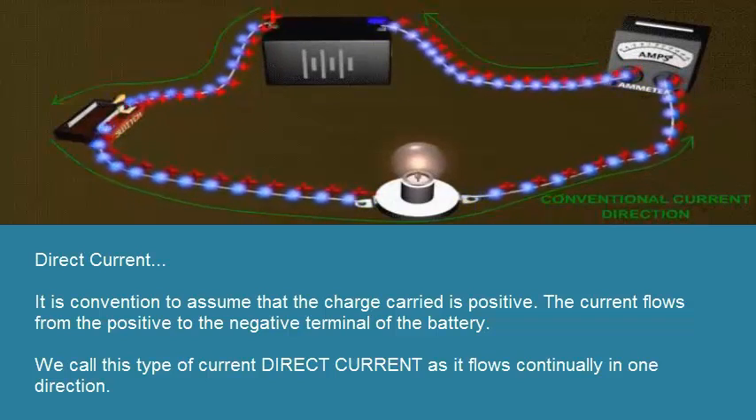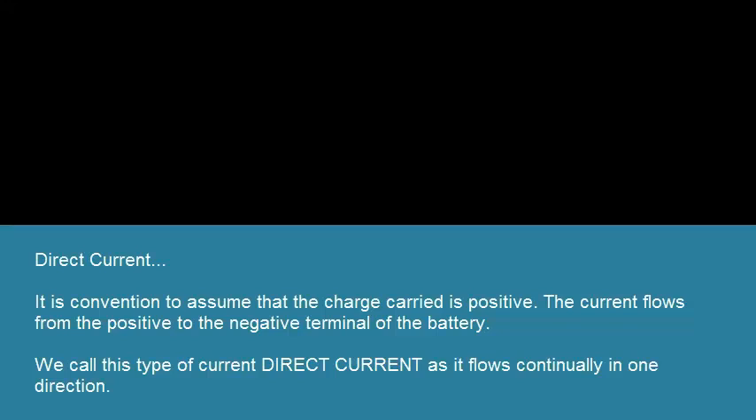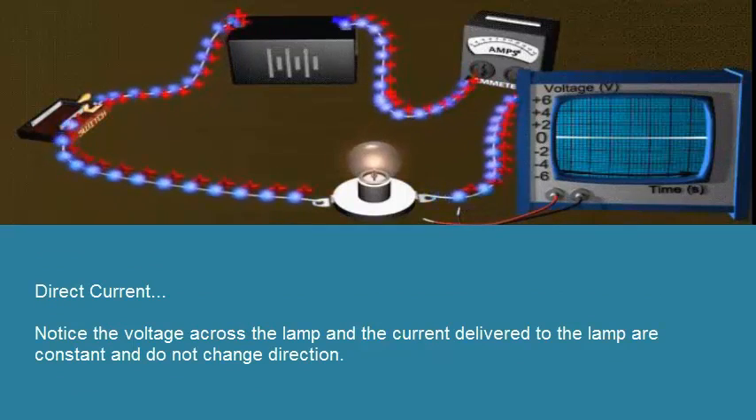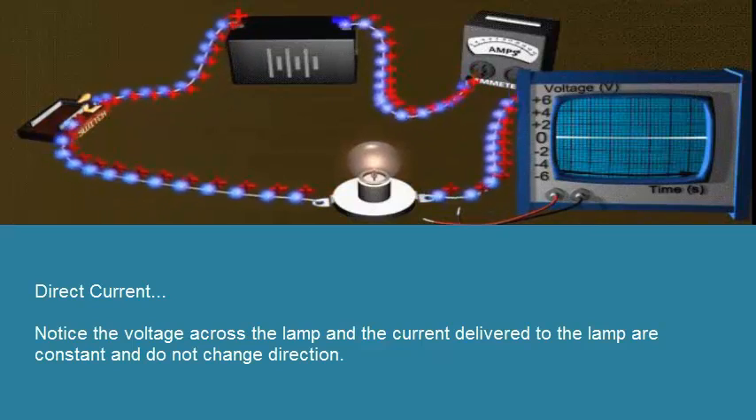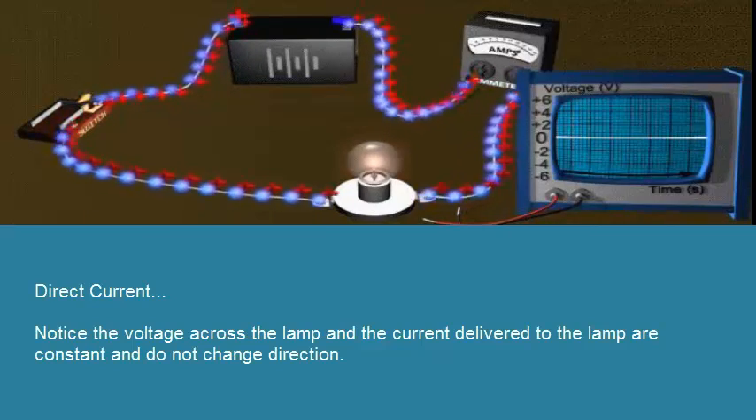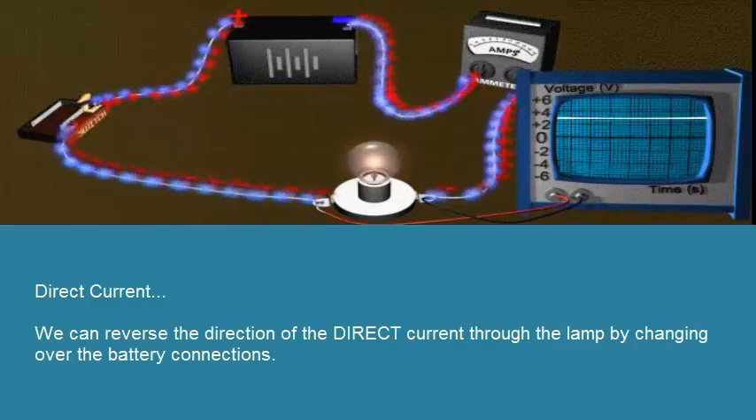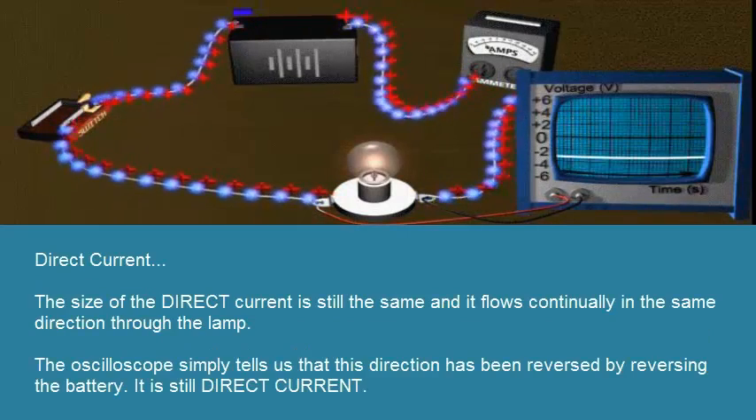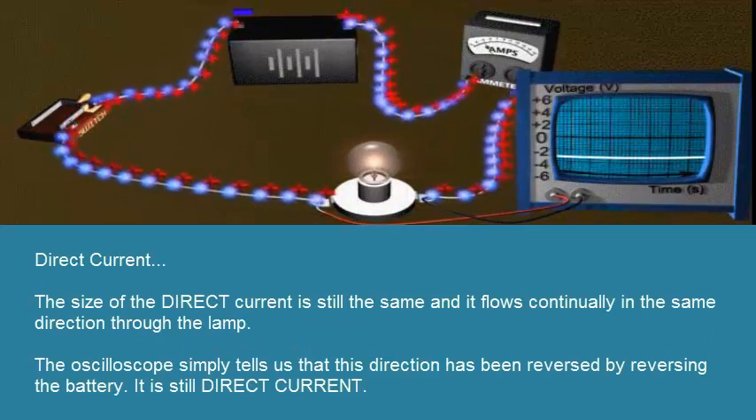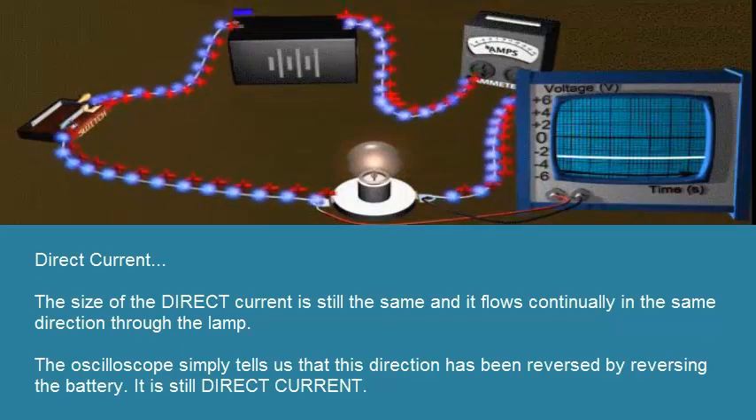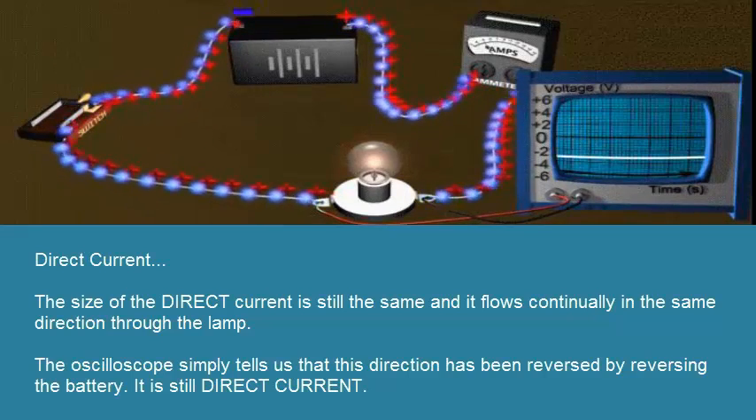We call this type of current direct current, as it flows continually in one direction. Notice the voltage across the lamp and the current delivered to the lamp are constant and do not change direction. We can reverse the direction of the direct current through the lamp by changing over the battery connections. The size of the direct current is still the same, and it flows continually in the same direction through the lamp. The oscilloscope simply tells us that this direction has been reversed by reversing the battery. It is still direct current.